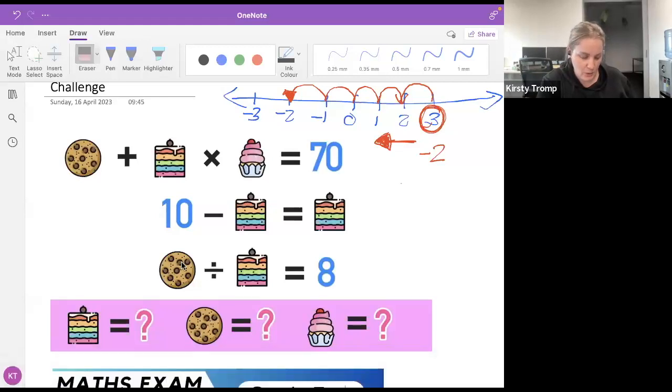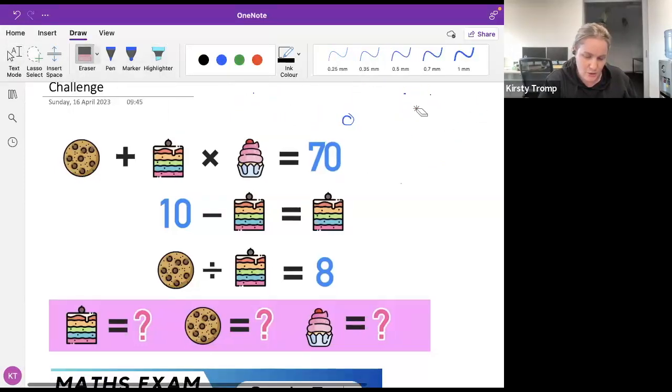Okay, so let's have a look at our quiz for today. The first thing that I'm going to do when I look at this quiz, if I look at the very first line, is notice I've got 3 things and I don't know what they are. So I've got the cookie and the cake and the cupcake, and that gives me 70. I don't know how to get that. If I look at my second line, I've got 10 minus a cake gives me a cake. Well, that makes my life a little bit easier.